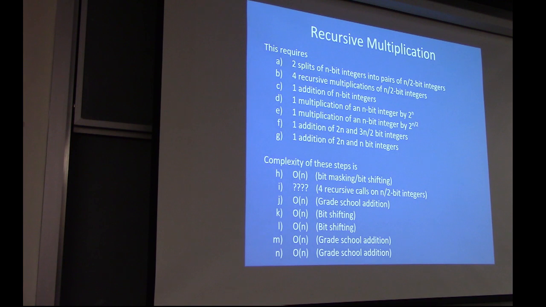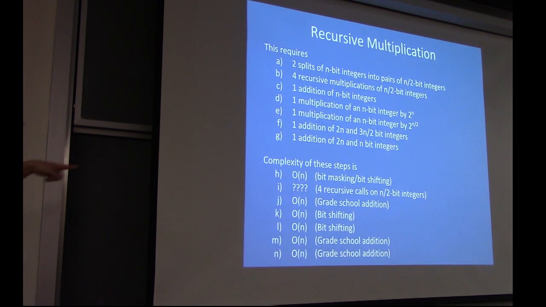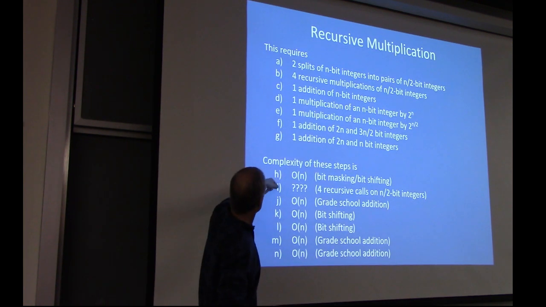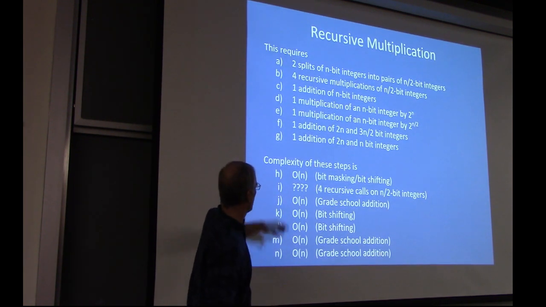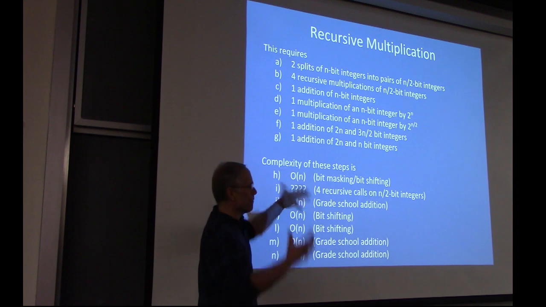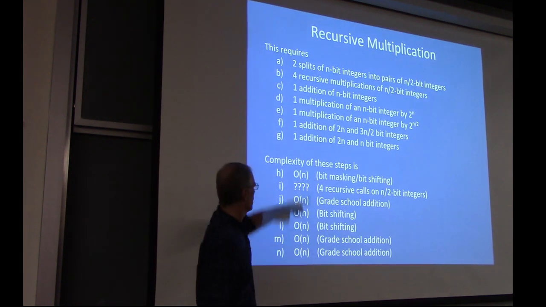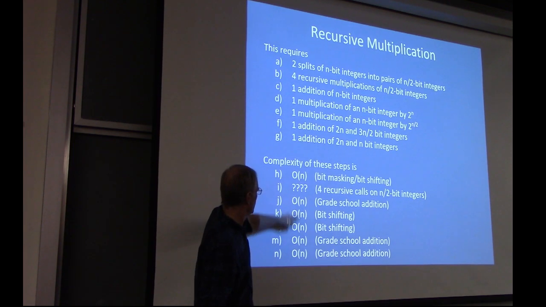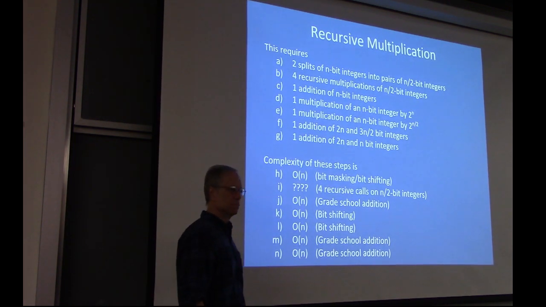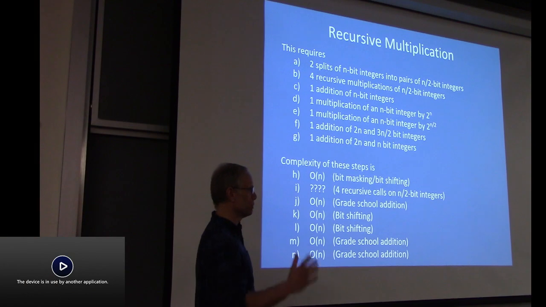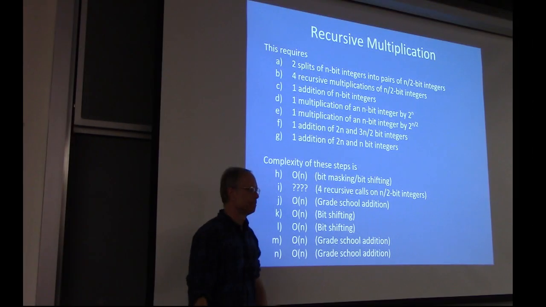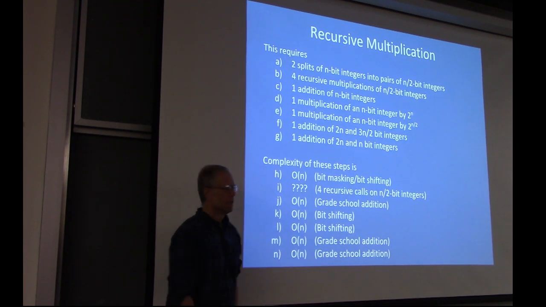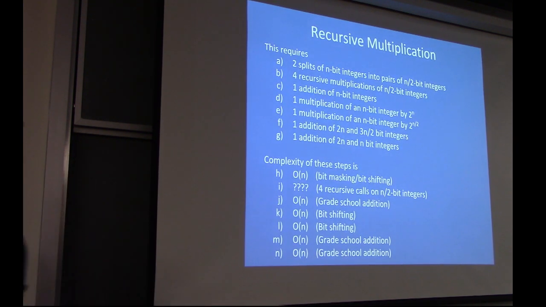So here's how we're going to do it. So there again is my accounting. And I can do all of them except for B up here, the 4 recursive multiplications. But splitting in half and making basically two copies, that takes linear time. All the additions take linear time. And the bit shifting, multiplying by a power of 2, is just bit shifting. That takes linear time. So it's all linear, except for that unknown step right there. So here's the trick.